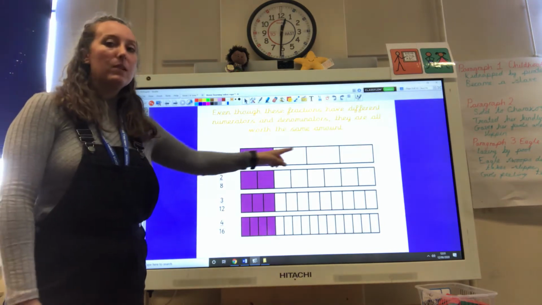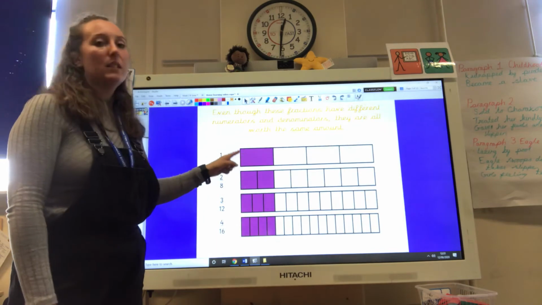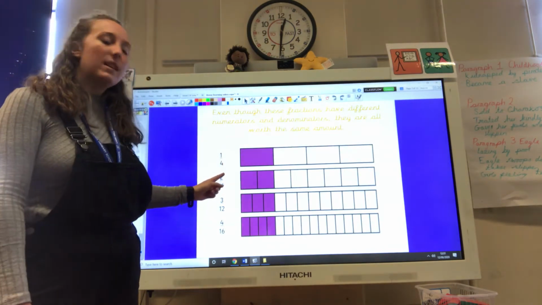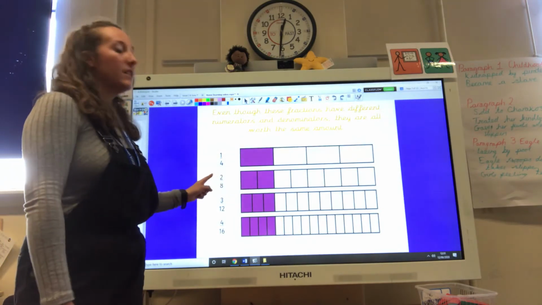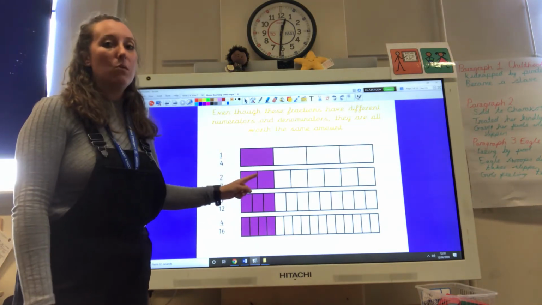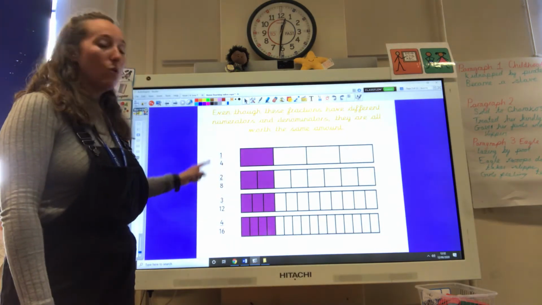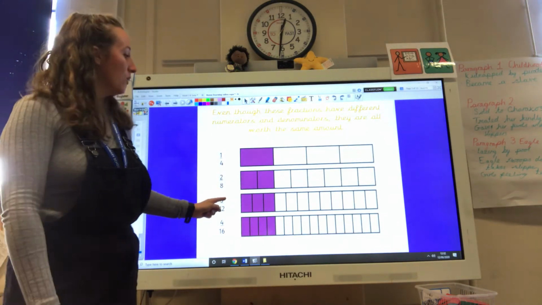My first example is 1/4. I've got my bar split into 4 parts and 1 is shaded. I can see that 1/4 is the same as 2/8. This time my bar is split into 8 equal parts and 2 are shaded, 2/8. And 2/8 and 1/4 are both the same as 3/12.